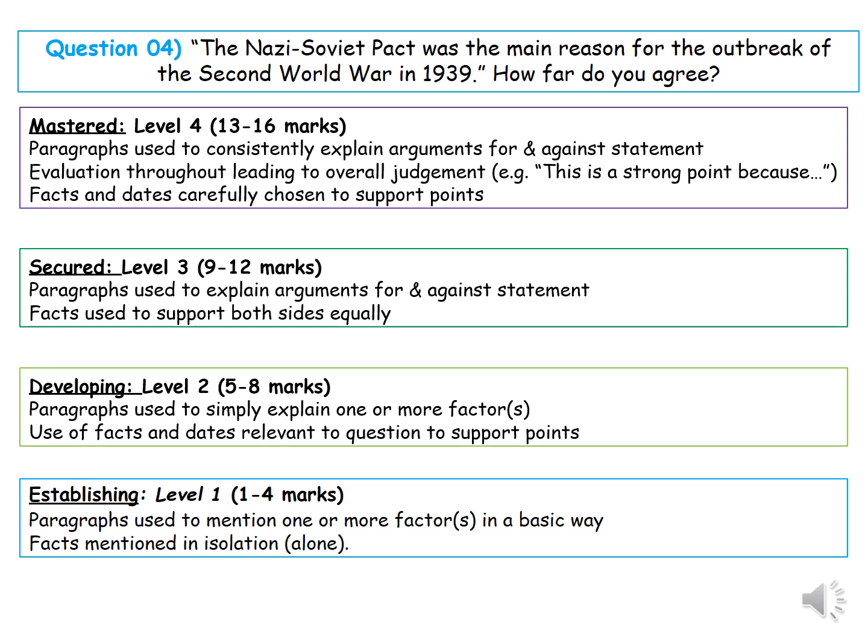For 9 to 12 marks, secured, you are explaining arguments for and against the statement. You have to have one reason for and one against in order to get secured, and you're using facts again to support both sides. Mastered, if you wanted those 13 to 16 marks, you are consistently explaining arguments for and against, and you have got evaluation throughout.